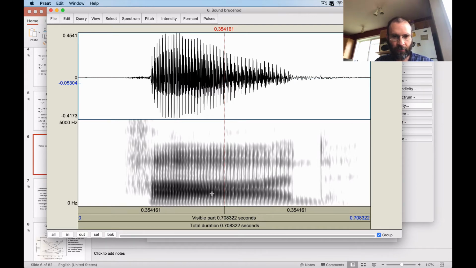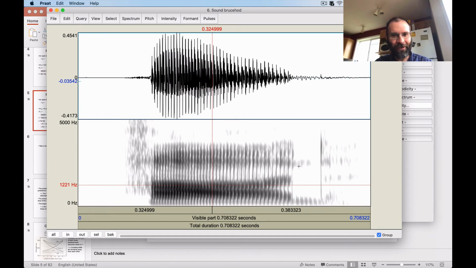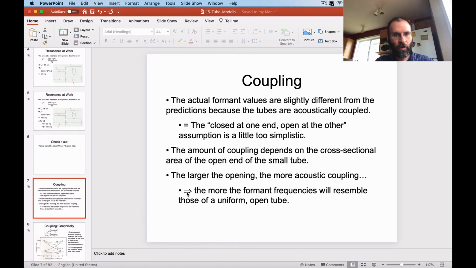So let's take a spot here in the middle, and we'll say F1 is about 740 hertz. F2 is about 1221. So we had predictions of like 920 and 1093. We don't know exactly what Bruce Hayes' vocal tract length is. I guess I could assign that for an exercise too. But these are a little bit more split apart than we might expect from each other, even though they come together in the spectrogram itself. So what's going on here?